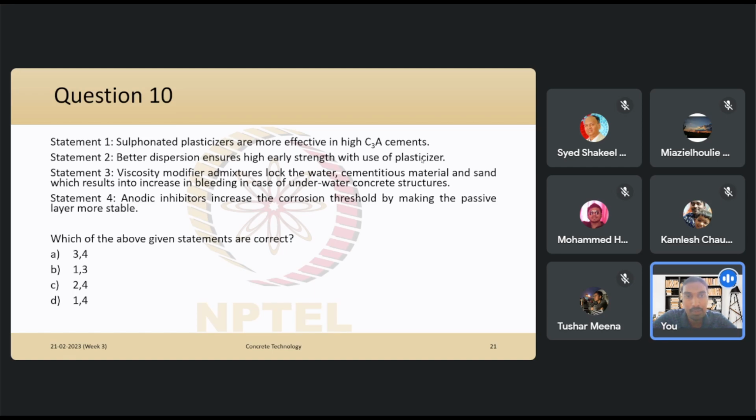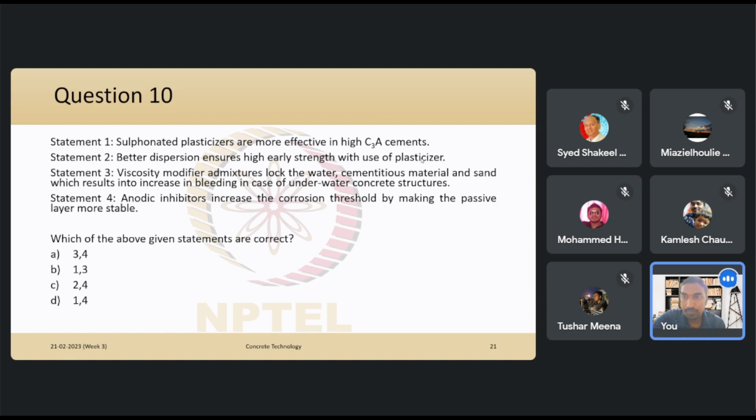So water can come into contact with a larger area of the cement particles, which ensures that more hydration can take place, right? When more hydration takes place, the strength that we are going to gain is going to be higher, right? So therefore better dispersion is going to ensure that we are going to get high early strength when we are using the plasticizer.